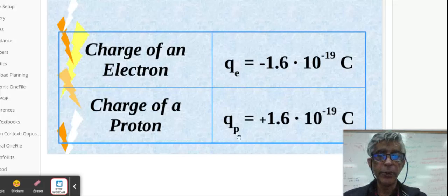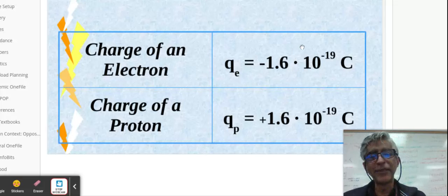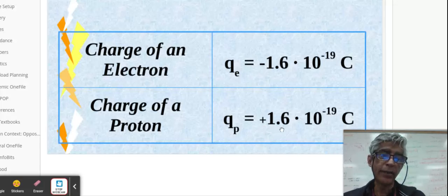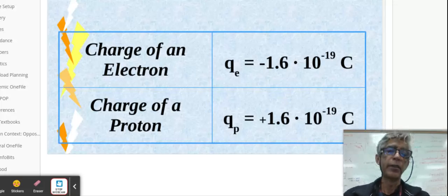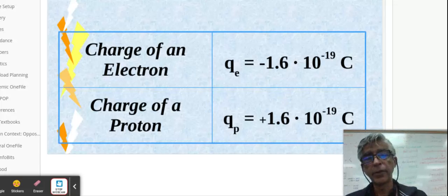The charge of a proton is exactly the same number, and it really had to be, otherwise the universe wouldn't be the way it is, if at all. The charge of a proton is a positive 1.6 times 10 to the negative 19 coulombs, while for the electron it's negative 1.6 times 10 to the negative 19 coulombs. But really tiny amount, a tiny number, okay? One coulomb is a lot of charge. It's a huge amount of charge, okay?